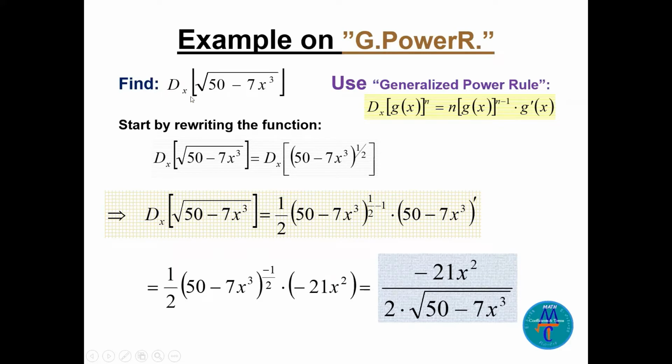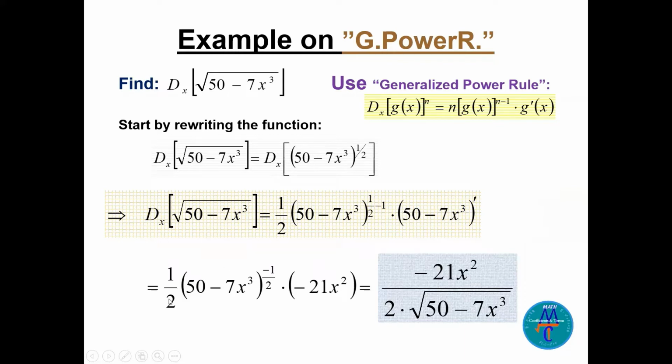If we need the derivative of the square root of 50 minus 7x cubed, we can rewrite all this as 50 minus 7x cubed all to the power half. So we can use exactly the generalized power rule. Now the function inside here, g, is 50 minus 7x cubed. To find the derivative, bring the power down, which is half, times 50 minus 7x cubed to the power half minus 1, according to the formula, times the derivative of the inside, 50 minus 7x cubed prime.